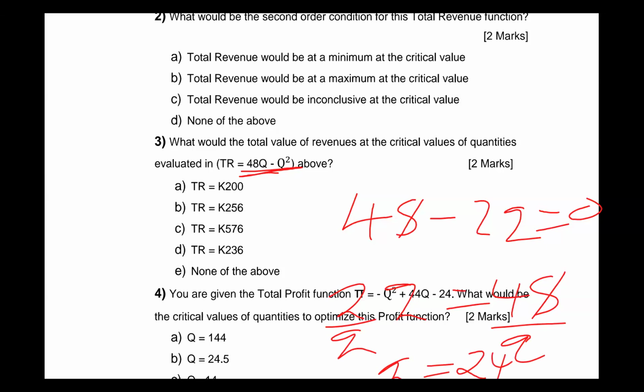Now when the critical value is evaluated in this function, what is the answer? In short, where there is Q, put 24. So it will be 48 times 24 minus 24 squared. They said evaluated in this function. If they had said evaluated in the first derivative, you could have evaluated it there. Punch your calculator.